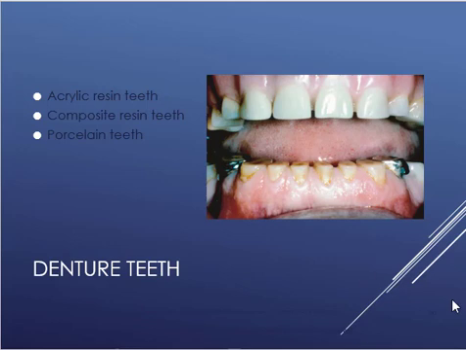So this figure right here shows maxillary dentures with porcelain teeth, just on the maxillary with porcelain teeth, and these teeth have excessively worn down the opposing natural teeth.